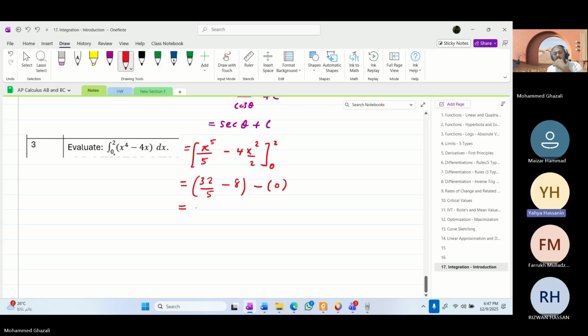Negative 8 over 5. Remember I said finding the area under the curve. Sometimes in physics it means displacement. What's the answer? Negative 8 over 5. You can check this on the calculator, right? Next one.